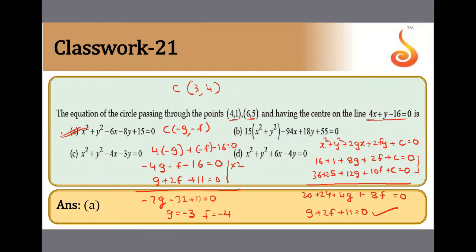The center lies on this line. It means what is the center? Minus g, minus f. So x equal to minus g, y equal to minus f. You get another equation. Solve these two, you get the center. Once you know the center, you put the g and f values here. You get the c value. Once you know the c value, that is the circle equation. Got it?